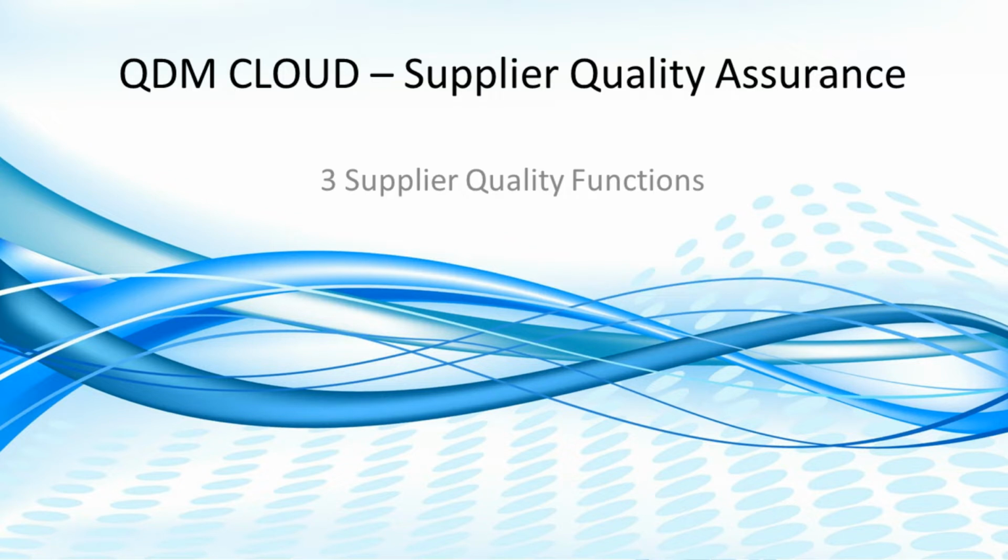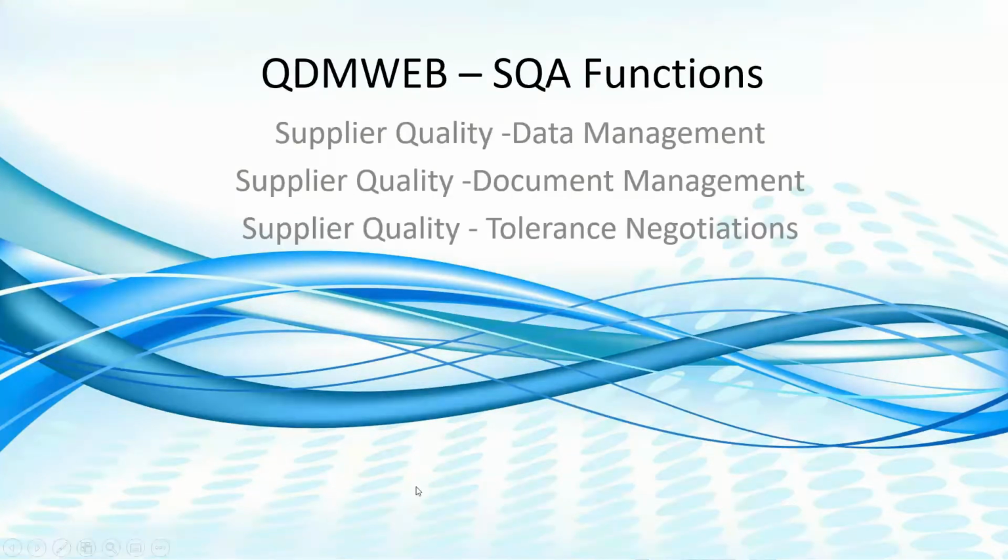So with that background, today's focus is going to be on three functions of the QDM web. How does the supplier quality interface work within the QDM? There are three components of supplier quality interfaces which are primarily used. There are multiple ways people have figured out to work with suppliers, but for our customers the three primary topics are: one, how do we manage supplier data? This is inspection data coming from different devices. How do we manage that?